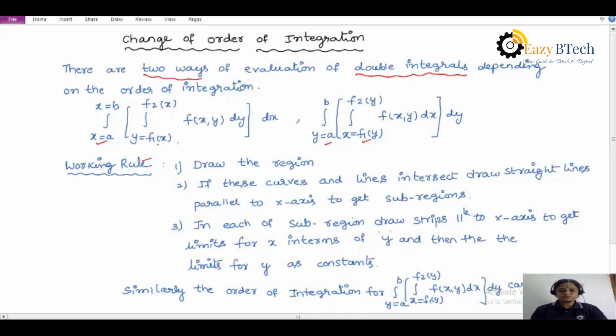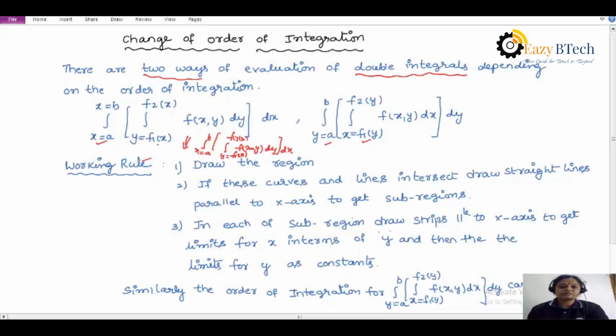At first we choose this function: x is equal to a to b, and y is equal to f1 of x to f2 of x, f of x comma y dy dx. In this double integration, at first we are doing integration with respect to y. Which integration, students? This integration.